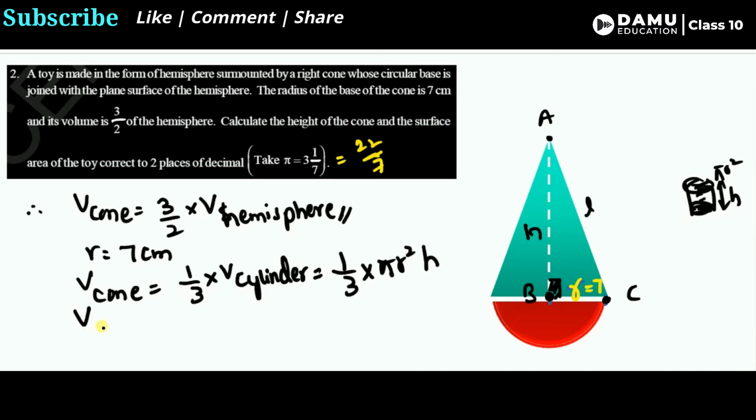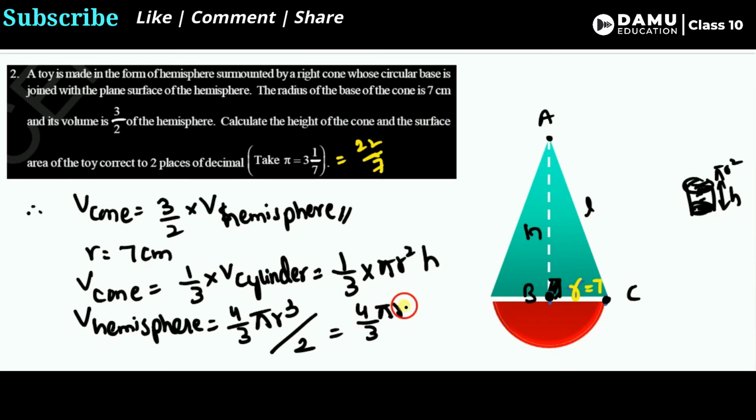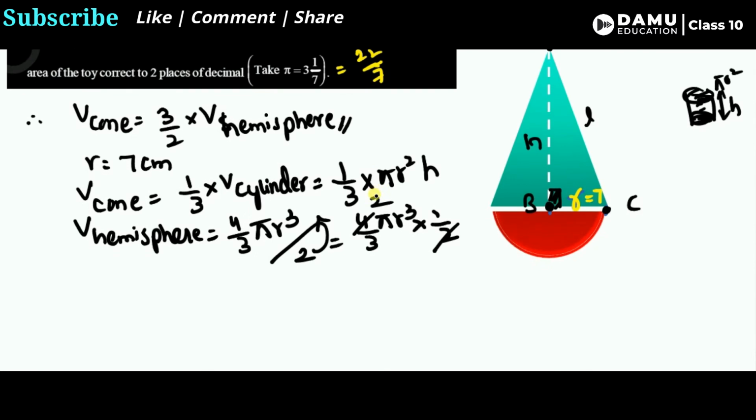Then the volume of the hemisphere. The volume of the sphere is 4 by 3 pi r cube, and the hemisphere is half of that. So 4 by 3 pi r cube divided by 2, it will reciprocate, so 2 ones are 2, then 2 twos are 4. So the volume of the hemisphere will be equal to 2 by 3 pi r cube.